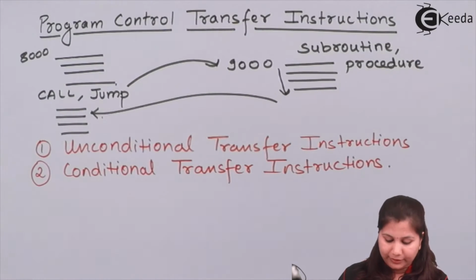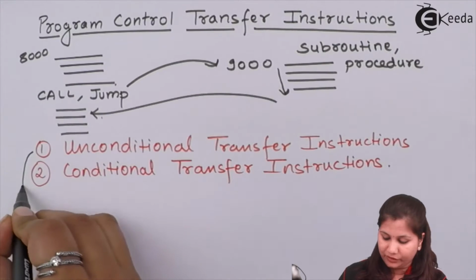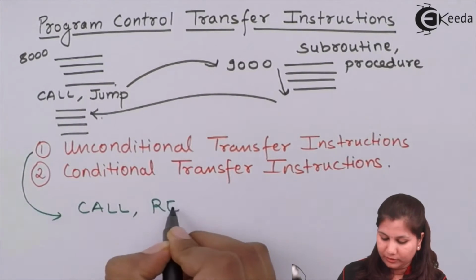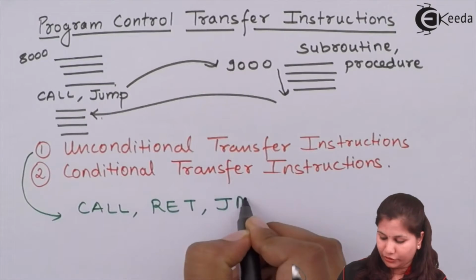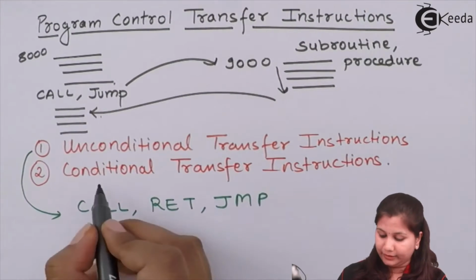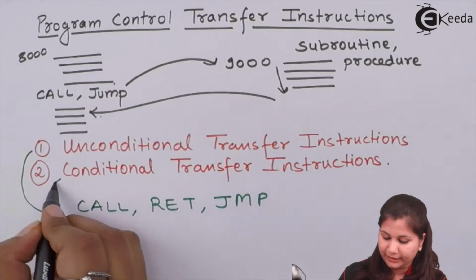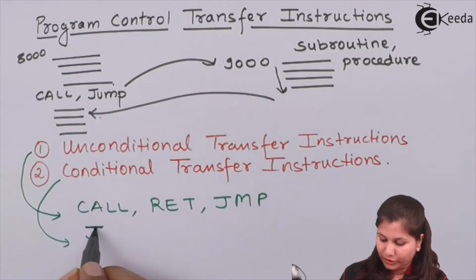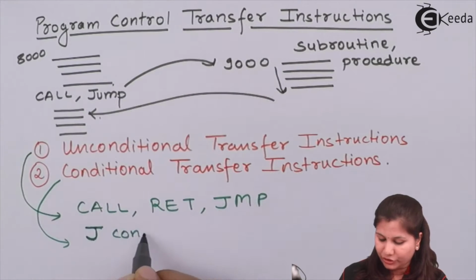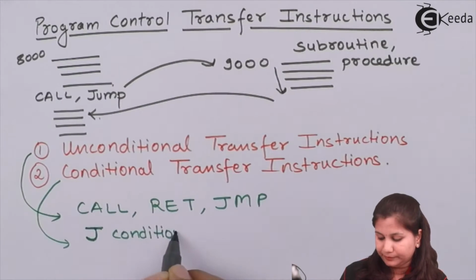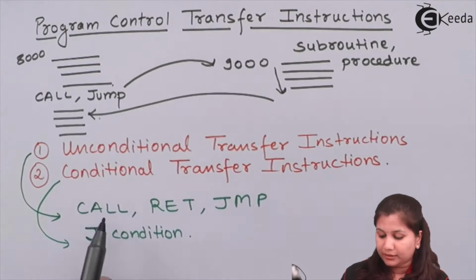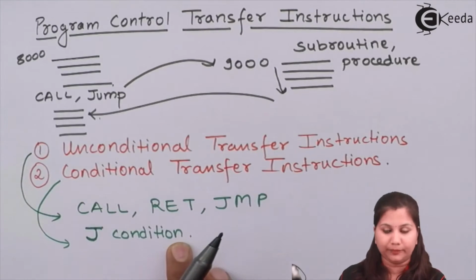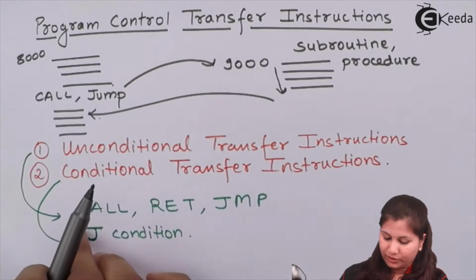Now in the unconditional transfer instructions category, we have the instructions call, return and jump. And in the conditional transfer instructions category, we have the jump instruction whose notation is J, and then the condition is specified. So these are the program control transfer instructions, unconditional and conditional. Let us start with the call instruction.